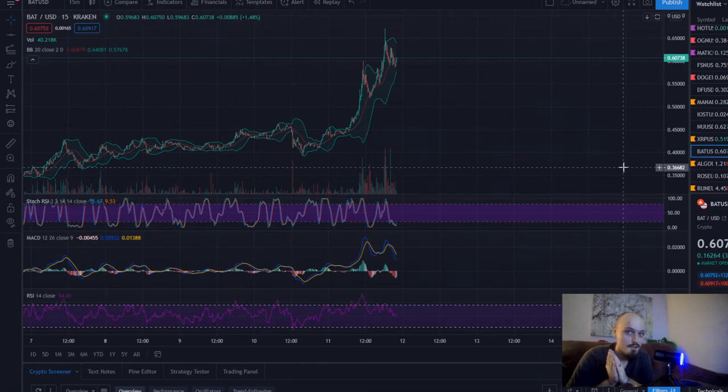Today, one of the charts we're going to look at after a 40% bullish movement is BAT, Basic Attention Token.